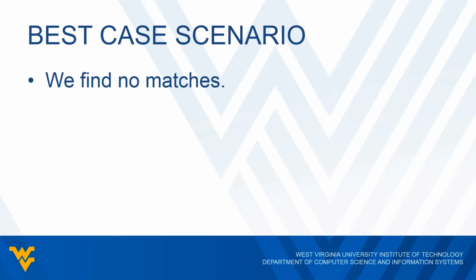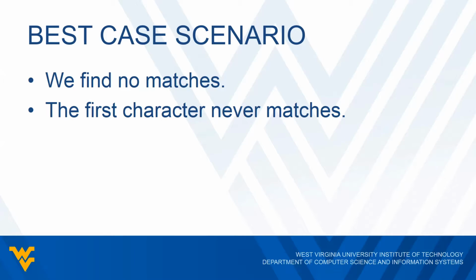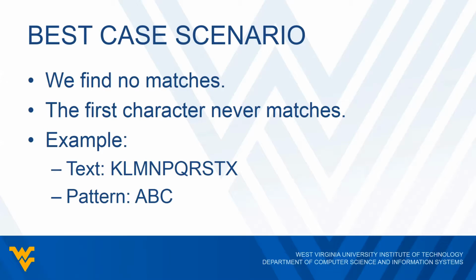In this case, the first character never matches. So we look, we see there's no match. We go to the next one, we see there's no match. For example, let's say our text is KLMNPQRSTX and our pattern is ABC. We find that there is no A in here, so we'll go through this text very quickly and find that there are no matches.